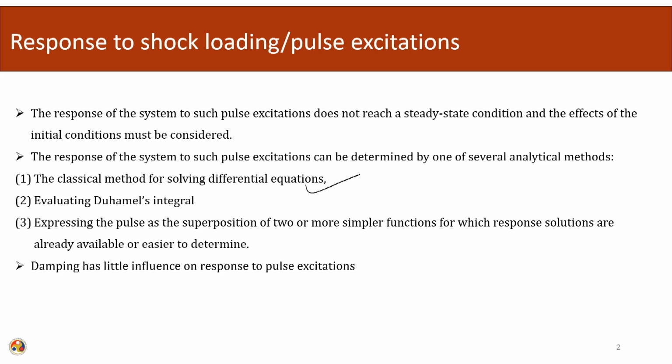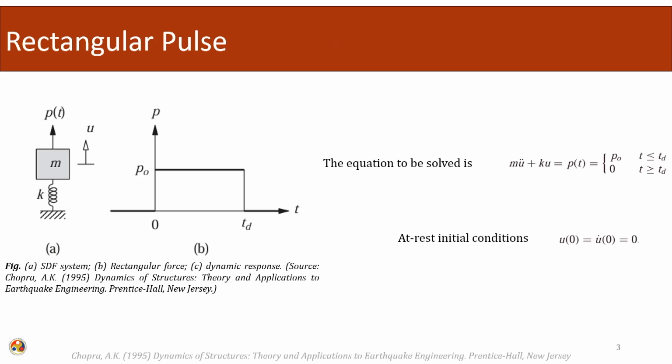We have the classical method by solving the differential equations. We can evaluate the Duhamel integral, and we can also express the pulse as a superposition of two or more simpler functions, of which response solutions are easily available. And in all these things, the damping has little effect on the pulse excitation. So let us see how to deal with the pulse excitation.